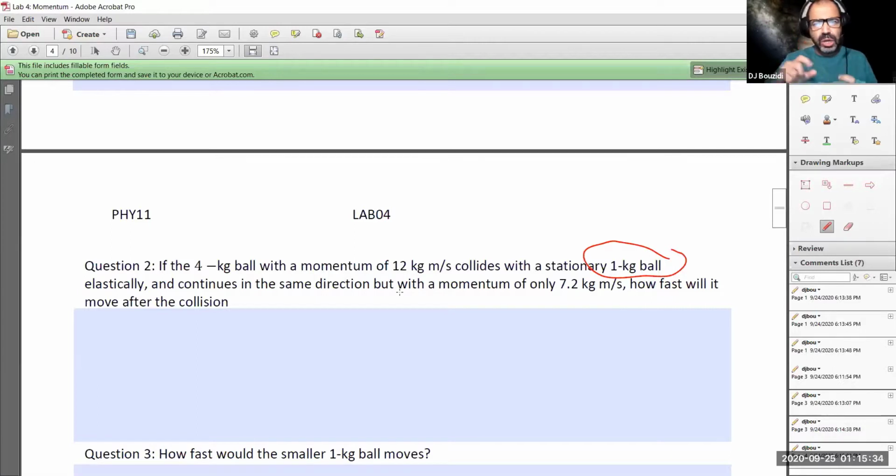It continues not with 12, because part of its momentum is gone toward the 1 kilogram ball. It continues only with 7.2 kilogram meter per second. How fast will it move? This is similar to the first question. Now it collided with the 1 kilogram ball, and it's moving with the momentum of 7.2 kilogram meter per second. Its mass did not change. Its mass is still 4 kilogram. So how much will its velocity be now after the collision? Can anybody tell me?